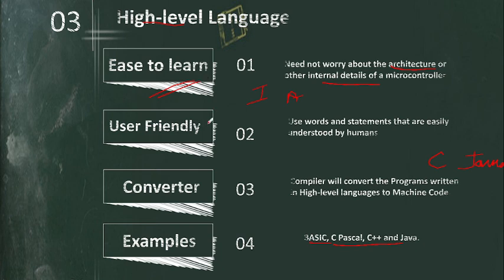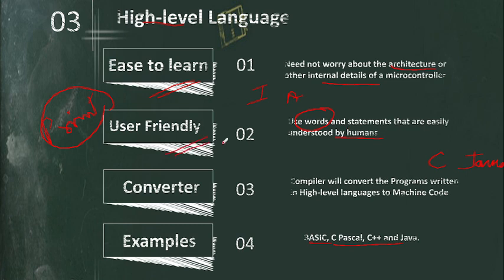It is also called user friendly, because the words and instructions we use here are like English statements, so humans can understand them easily. If you want to print something, you can write printf. This is the instruction you can recall from the C language. This is an English word, so it is easy for a human being to understand. That's why we can say it is user friendly.